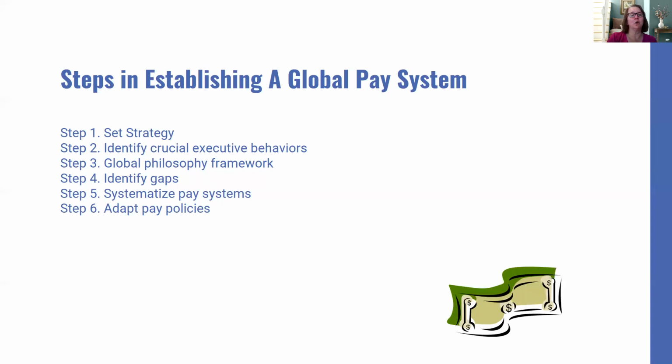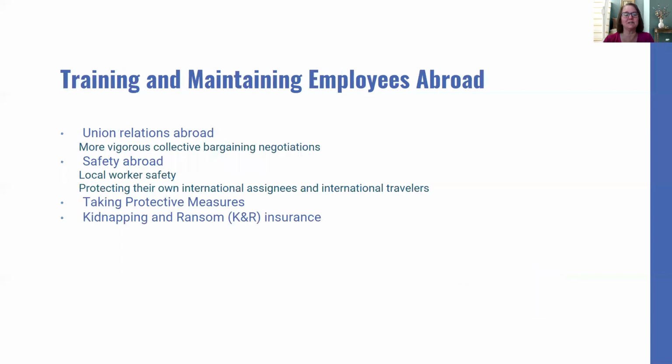So the steps in establishing a global pay system: you have to set a strategy, identify crucial executive behaviors, set a global philosophy framework, identify the gaps, systematize pay systems, and adapt pay policies. So that's what I was talking about. Because if you pay someone $150,000 in a country where the next manager standing beside you makes $30,000, that pay gap is going to cause problems in the fabric of the organization. So you have to create systems that are going to work inside the organization itself.